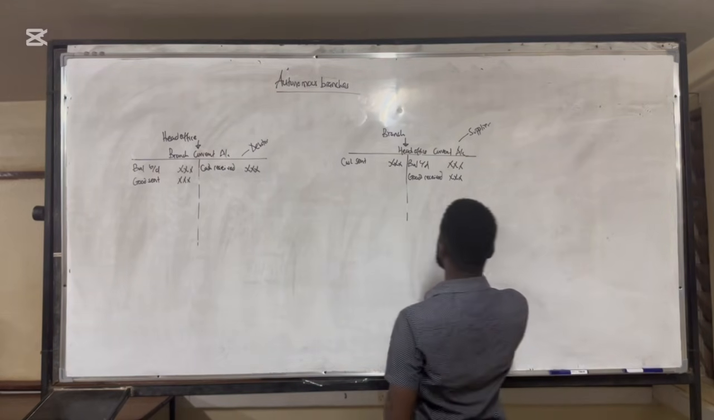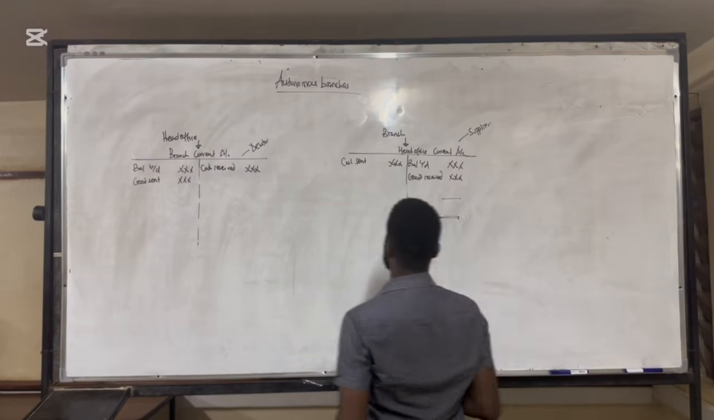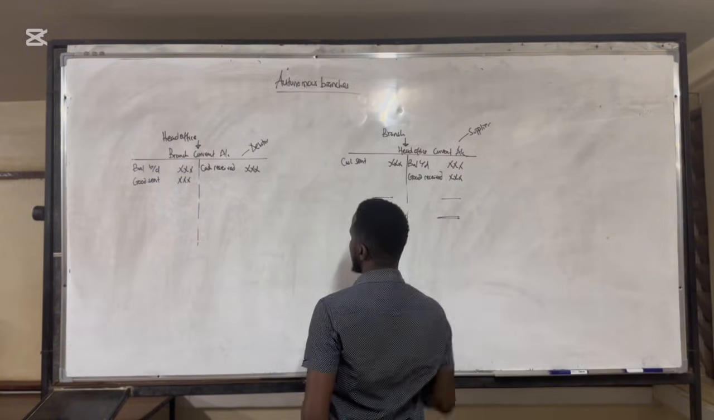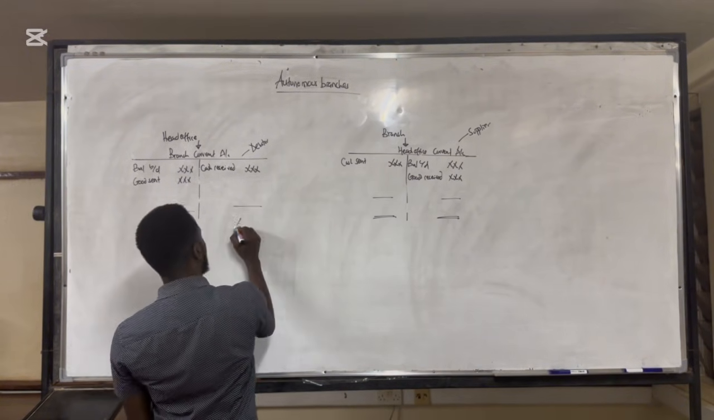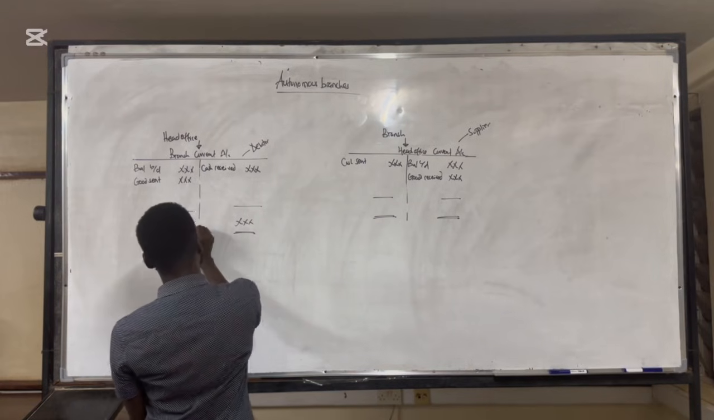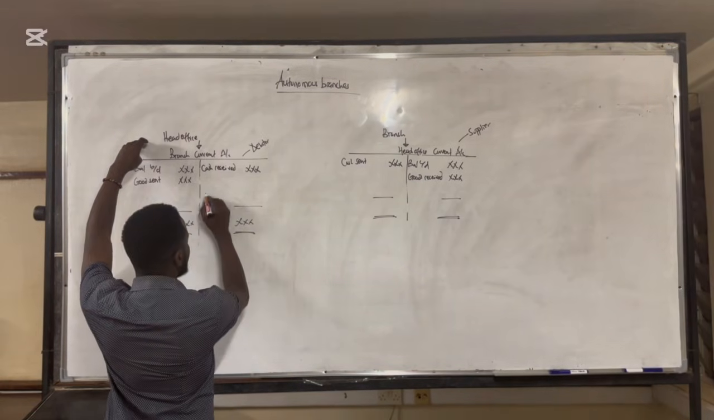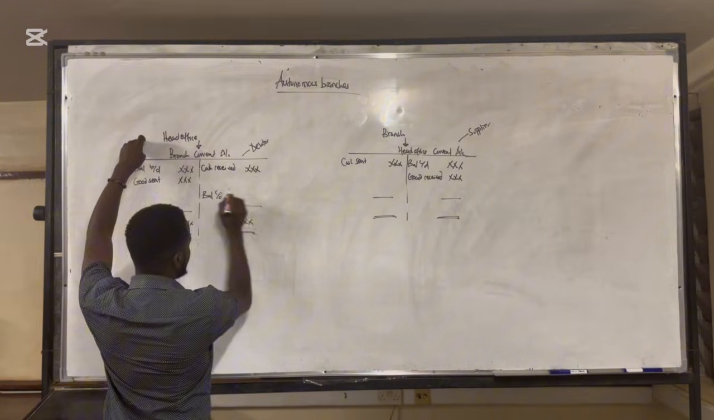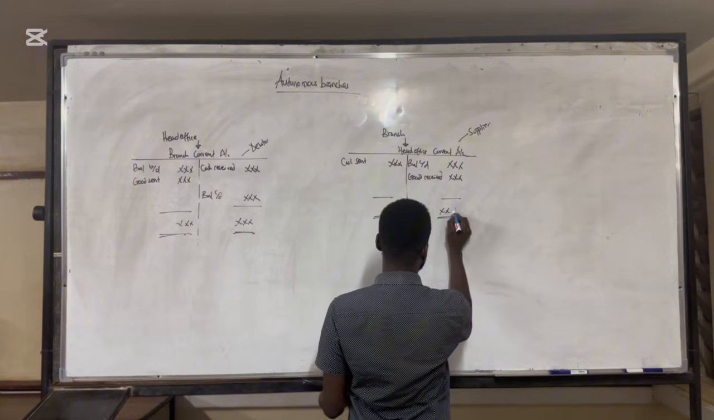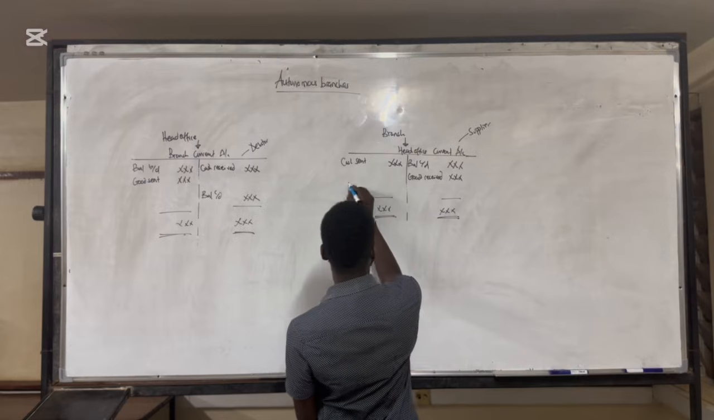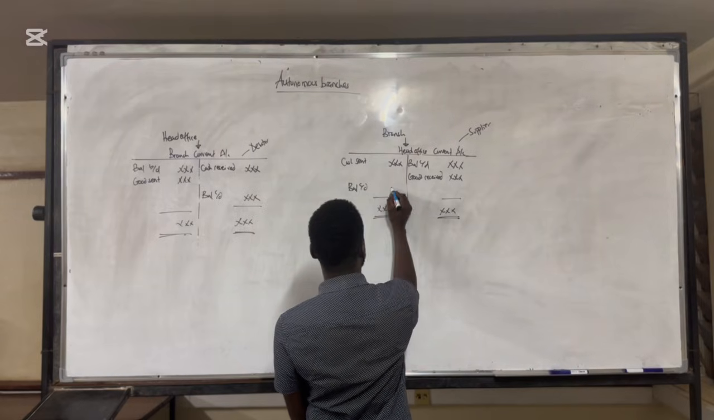Now, once you balance off these accounts, obviously since this is an asset account, the debtor's account, the balance carried down will be on this side. And therefore for this one, our balance carried down will be here.